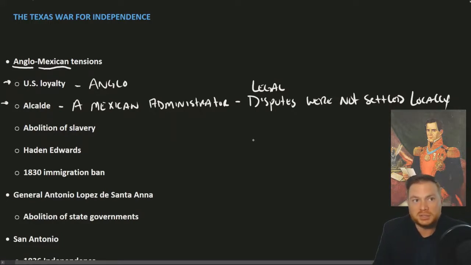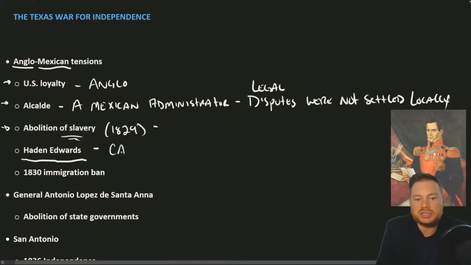But perhaps the one tension that, at least for us, is the most important one was the fact that in 1829, the Mexican government abolished slavery, and this was especially a contentious point with those slaveholders who lived in Texas. And so all of these things together, the abolition of slavery, the Mexican legal system, the fact that many of these Anglo settlers remained loyal to the US rather than the Mexican government, this was creating a recipe for conflict.